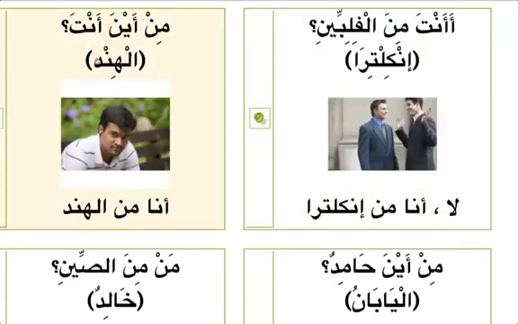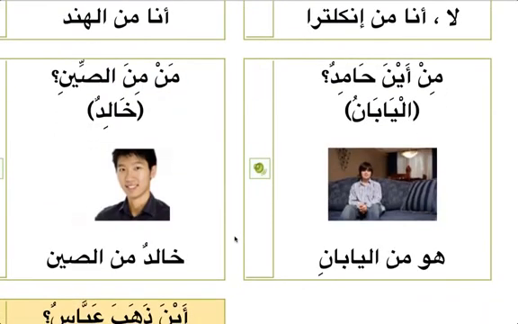Min aina anta. Min means from. Aina means where. Anta means you. From where are you? The answer is here Al Hind. Say Ana min al Hind. I am from Hind, India.